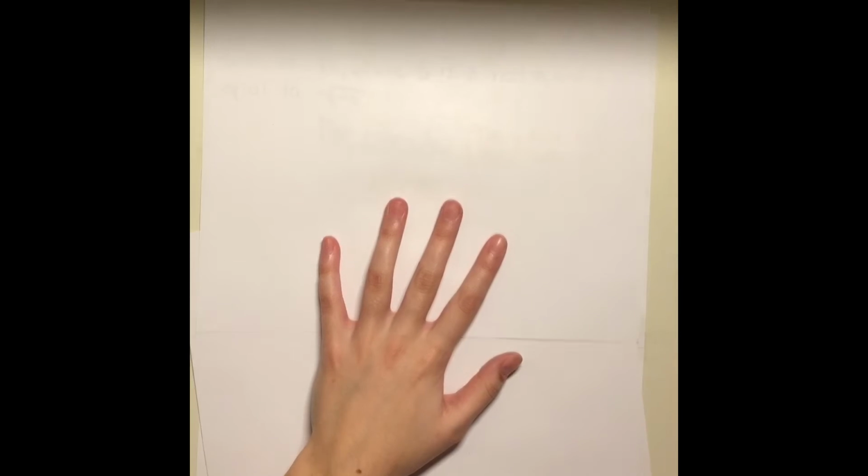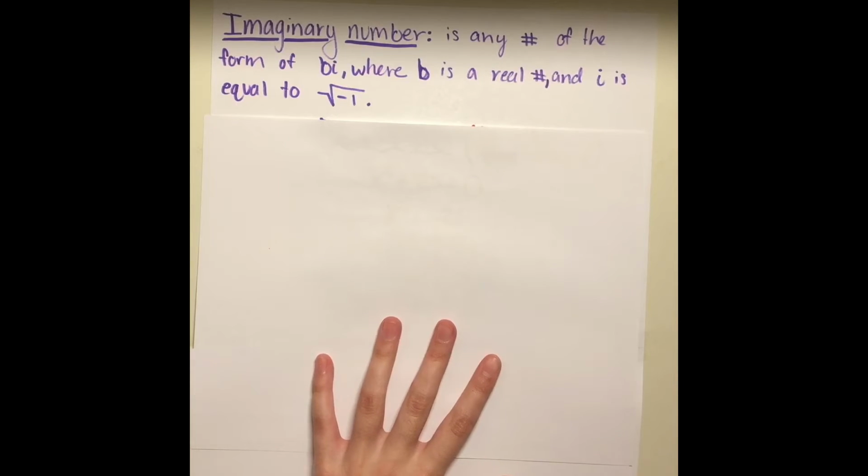So I'm doing 8.3, but this is 8.1, where we introduce imaginary numbers. The definition, straight out of your book, of imaginary numbers is any number of the form bi, where b is a real number and i is equal to the square root of -1. In terms of words, we can process that a little bit, but just to put it in numbers, here's an example.